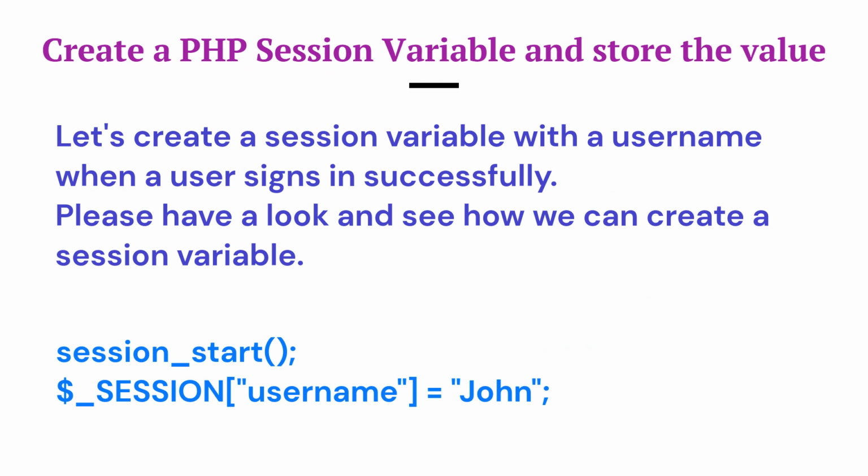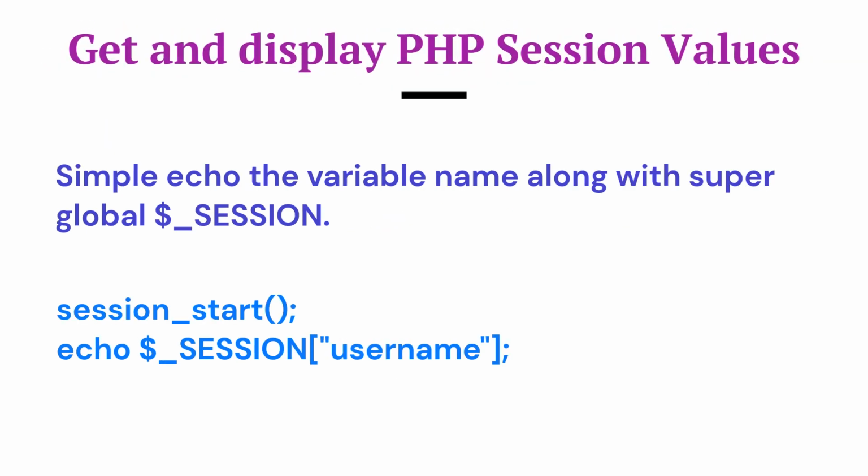Create a PHP session variable and store the value. Let's create a session variable with a username when a user signs in successfully. Please have a look and see how we can create a session variable. In this example, we are using the super global variable $_SESSION and add the session variable username. We have used brackets because $_SESSION is an array. Get and display PHP session values. Now, we can display the session value on all the pages like this. Simply echo the variable name along with super global $_SESSION.